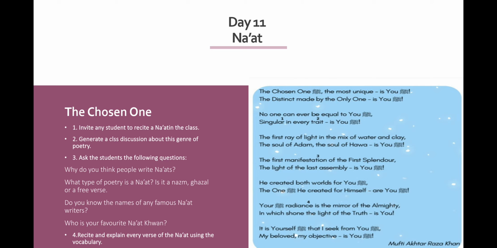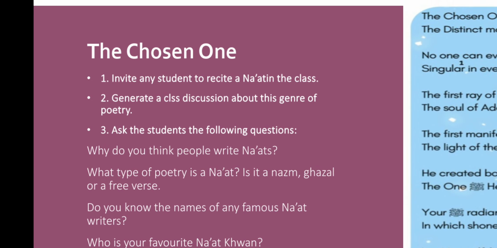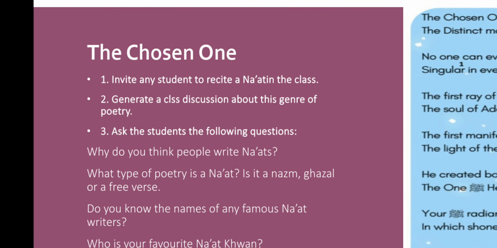We come to day 11, as I told you earlier, 2 comprehension passages and 1 poetry. So, according to the theme of this unit, there is 1 naat included in this chapter. So, the name of the naat is The Chosen One. What are you going to do? How are you going to start? Invite any student to recite a naat in the class. Any naat, not this one, any naat. Any good naat khan in the class, invite the person to read the naat.